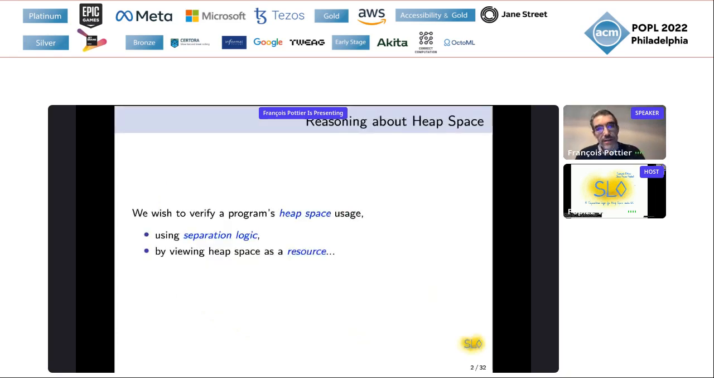So we want to verify a program's heap space usage. That is, we want to be able to establish verified bounds on a program's heap space usage. And if you're in this session, I guess you know that separation logic is a natural, modular, and powerful way of verifying programs. So that is the technique we want to use. And quite naturally, we want to view heap space as a resource.